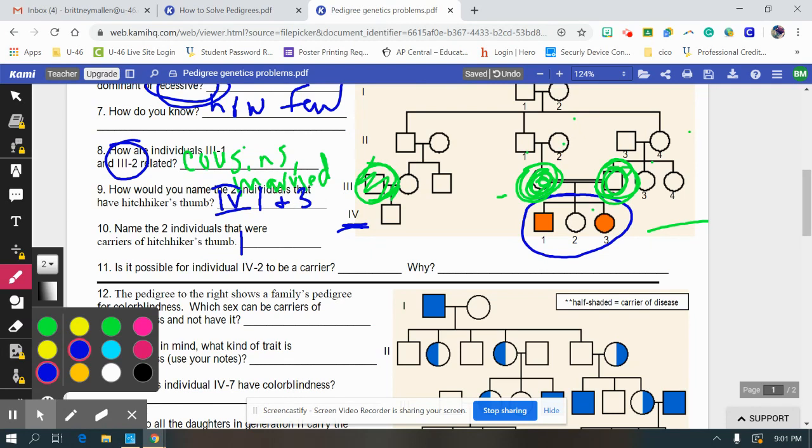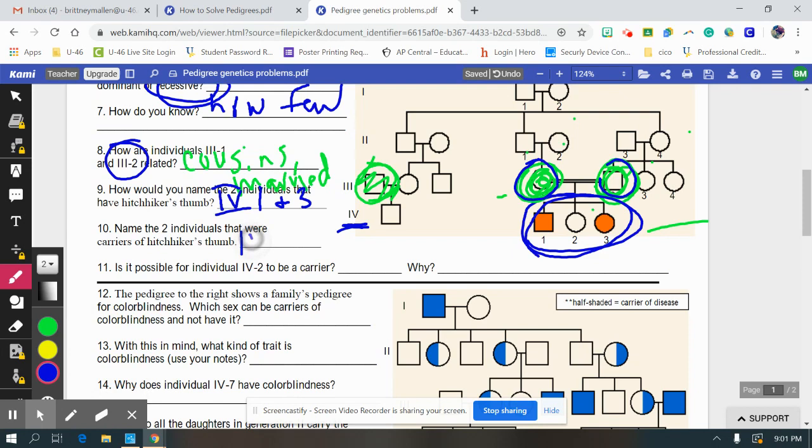Name the two individuals that were carriers of Hitchhiker's thumb. In order for them to have this trait, both of their parents had to carry the trait. Otherwise, they wouldn't have it, especially if it was recessive. So if we named them, they're both in generation 3, individuals 1 and 2 in this case.